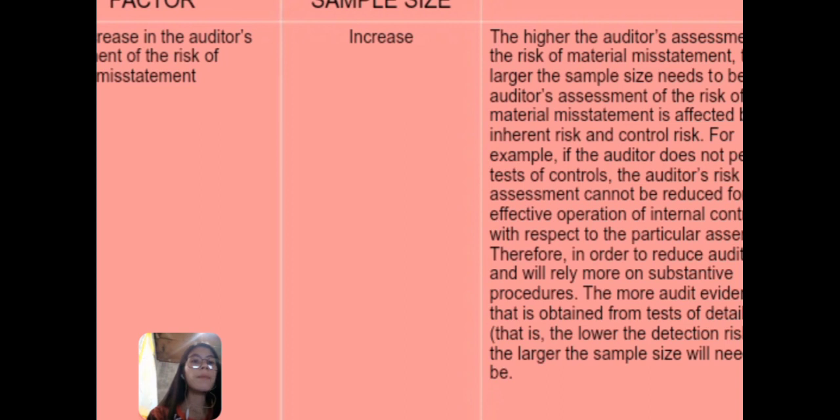So, therefore, in order to reduce audit risk and rely more on substantive procedures, the more audit evidence that is obtained from tests of controls, that is the lower the detection risk. The larger the sample size will need to be.